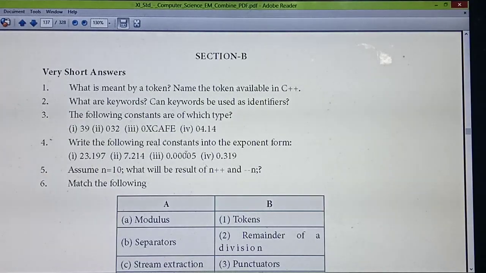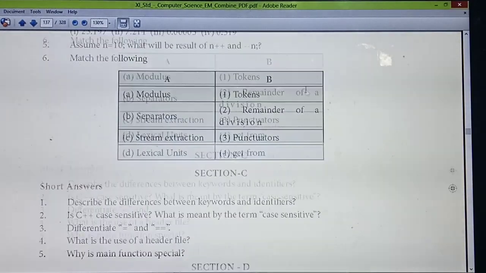Third, fourth, fifth and sixth questions you need to write either in your computer notebook or on a paper. First two questions, page number 116. Have you all written?